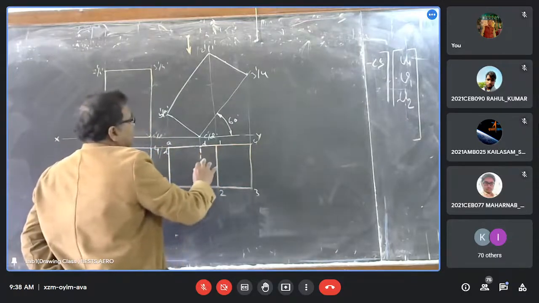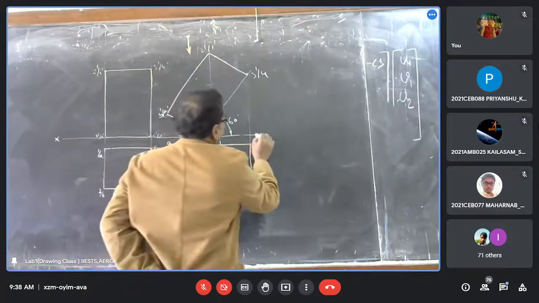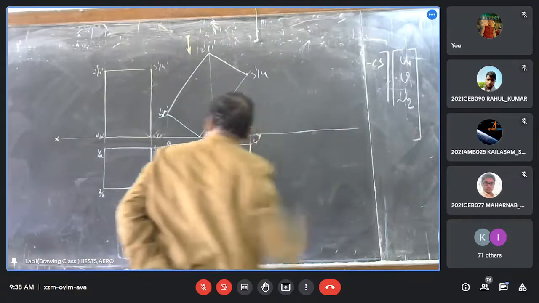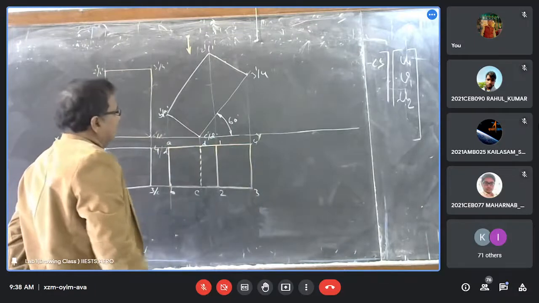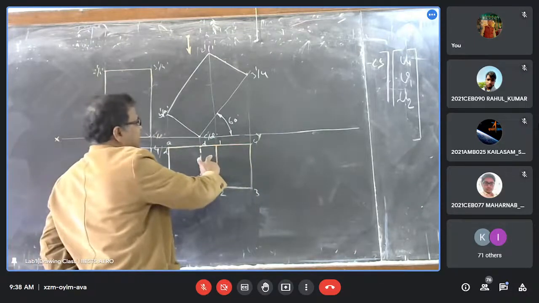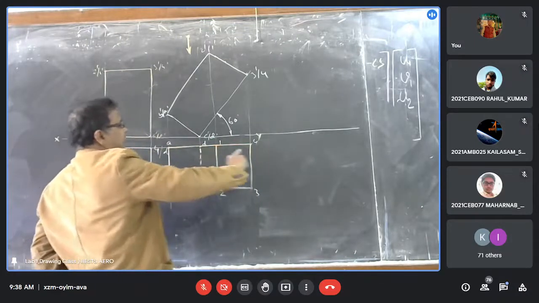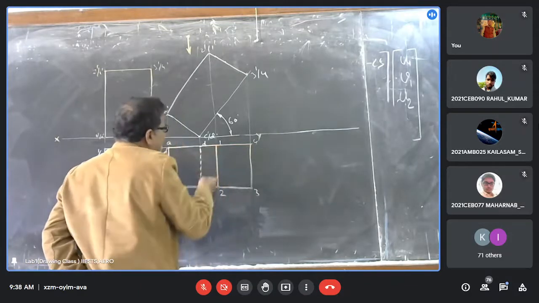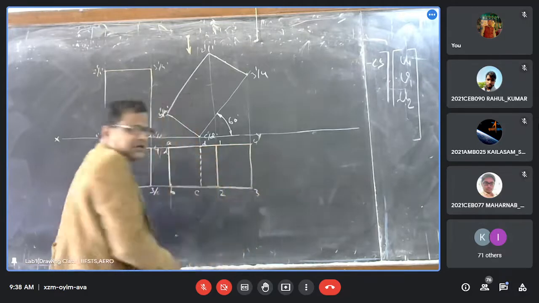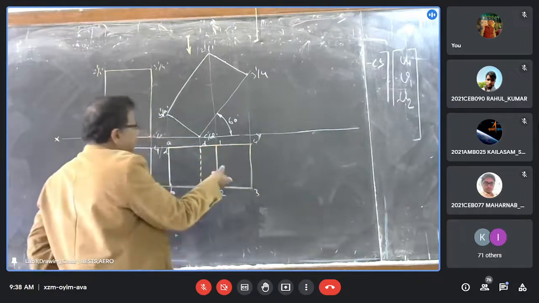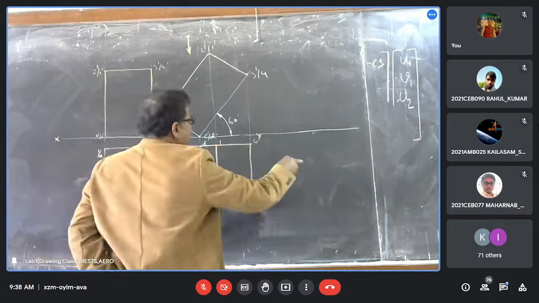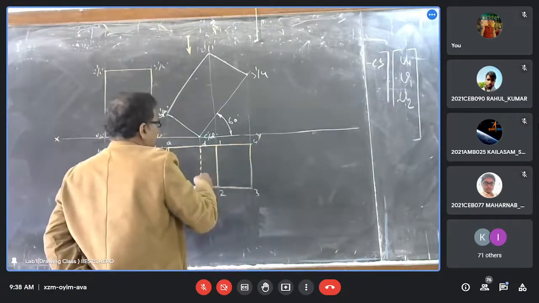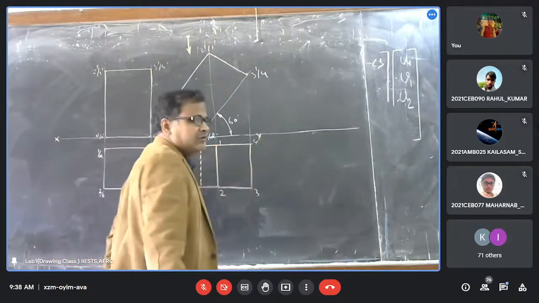Here, in the third condition, the plane shape will not be changed. You just rotate this plane clockwise in such a way that this dotted line makes an angle of 45 degrees with the horizontal. Or you may rotate anti-clockwise such that this dotted line makes 45 degrees with the horizontal.